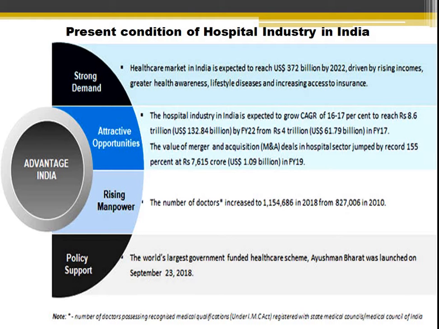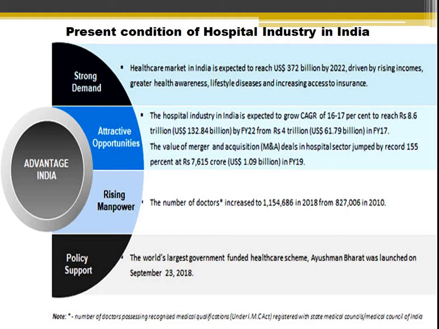Next, what is the present condition of the hospital industry in India? As I have mentioned here, there are 4 important points. The first one is about strong demand. General health awareness is also increasing. Lifestyle diseases have come up, and there is increasing access to insurance. And increasing population might also be an important one. So all these represent a strong demand for hospitality services in India.